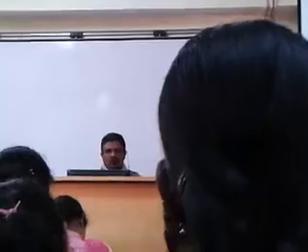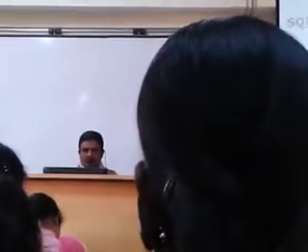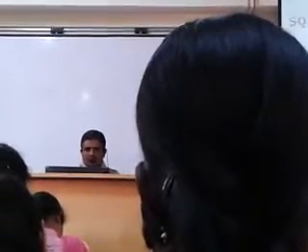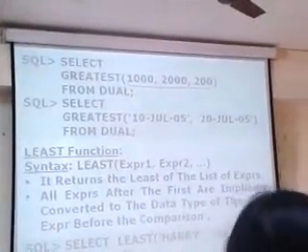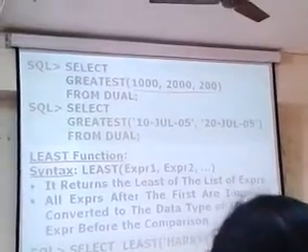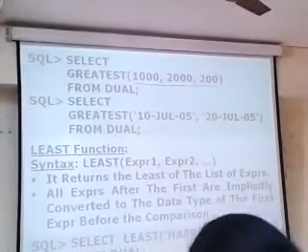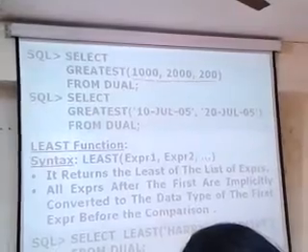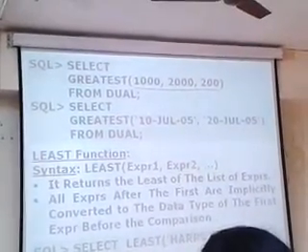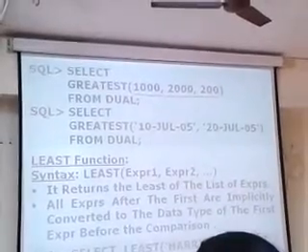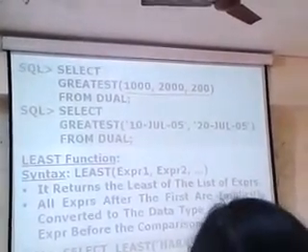One, whenever these functions work, they expect all the values you pass as parameters to be of the same data type. Are you catching me? They always expect the data you are passing to be of which data type? Same data type. They can work on numbers, they can work on characters, they can work on dates. But all should be of the same type. Be very clear about that. Are you catching the point now?